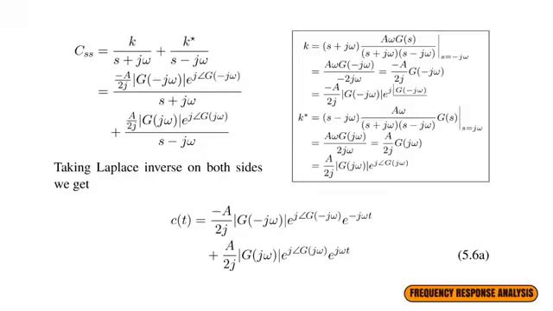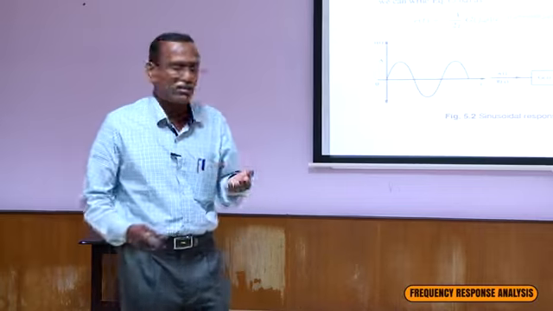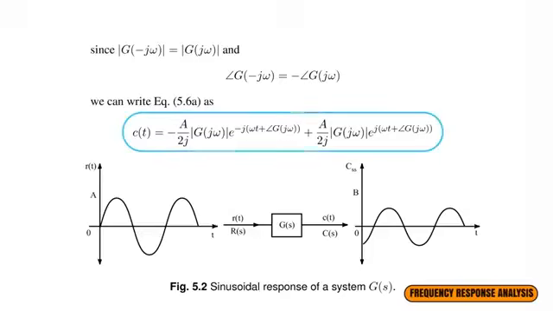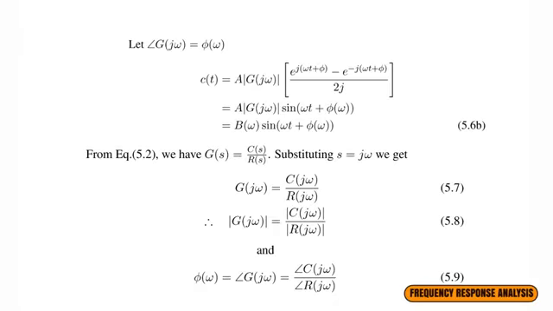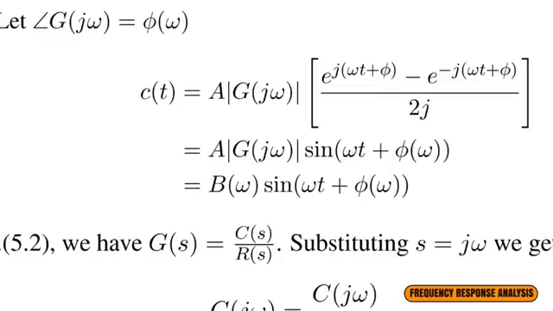So here G(j omega) is multiplied by some exponential functions. This is the response of the system. You don't need to explain all this mathematical part; you can see that in the book. If you further simplify this, we get c(t) equal to this, the function of G(j omega) multiplied by some exponential function. Simplifying, we get c(t) equals A |G(j omega)| multiplied by sin(omega t plus phi(omega)).